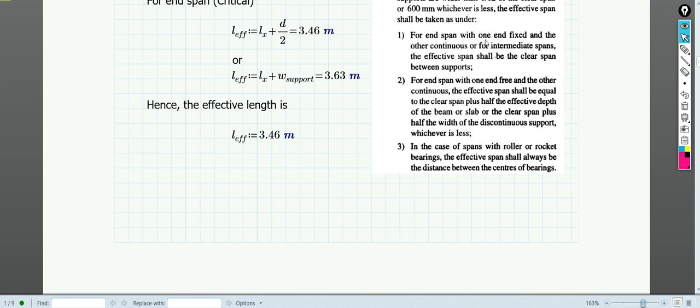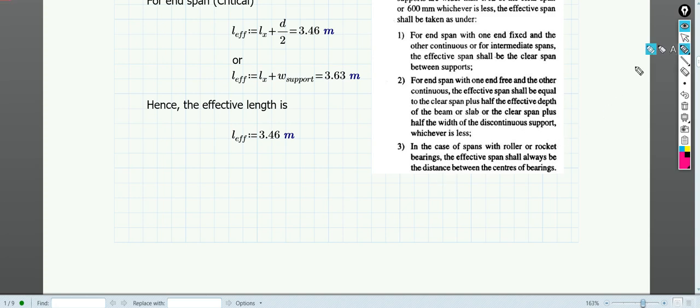for in-span with one end fixed and the other end continuous, or for an intermediate span, the effective span shall be the clear span between the supports. For an end span with one end free and the other end continuous, the effective span will be equal to the clear span plus half the effective depth of the beam or the slab, or the clear span plus half the width of the discontinuous support, whichever is less. And in case of a span with roller or rocker bearing, the effective span shall always be the distance between the centers of the bearing.